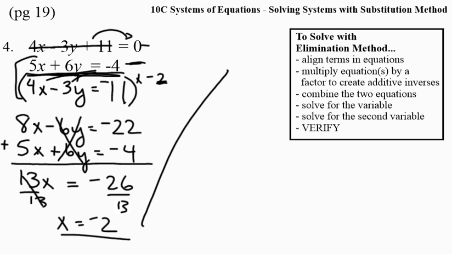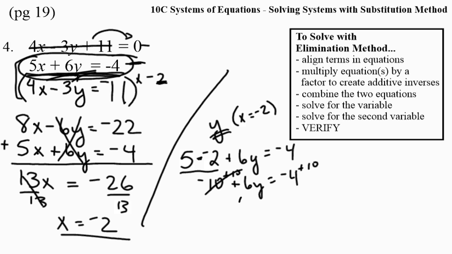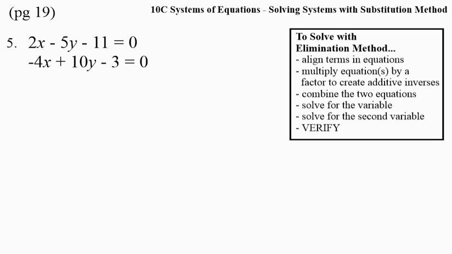Finish it off. We still need to solve for the y value because we believe x is negative 2. So I'll substitute into this equation because I can read it. And we have 5 times negative 2 plus 6y should equal negative 4. Negative 10 plus 6y equals negative 4. Add 10 to both sides. 6y equals 6, and y equals 1. Negative 2, 1. There's our solution for that system after eliminating values.